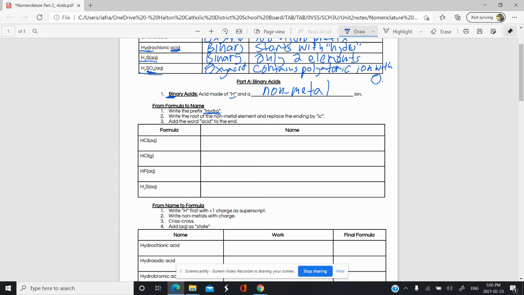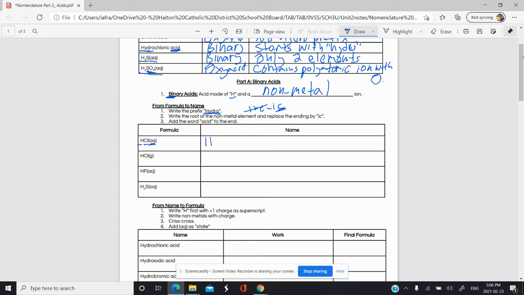But you have to replace the ending of the nonmetal, -ine, to -ic, not -ide, but -ic. And then you put the word acid at the end. So for example, first let's identify that we have a binary acid. It starts with an H, and there's a nonmetal there, only 2 elements. And there's also AQ in the formula.